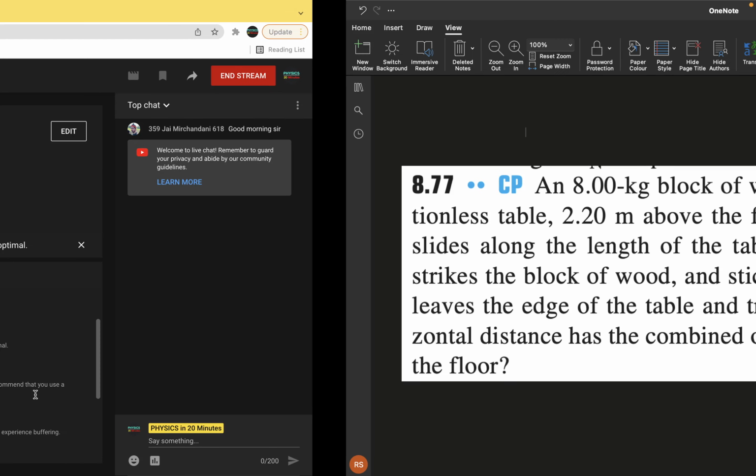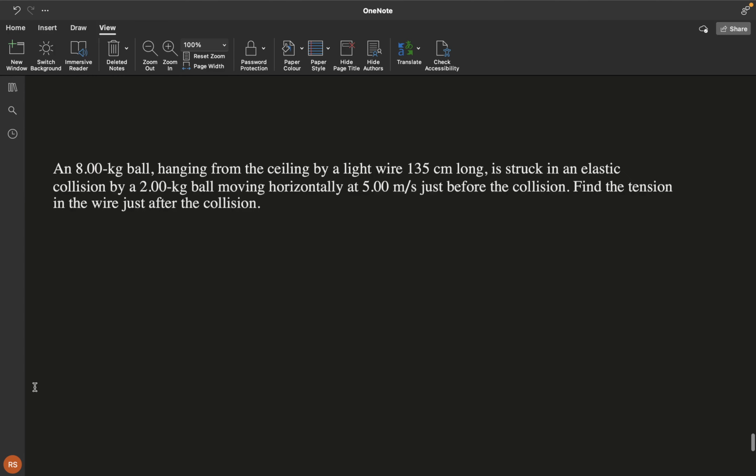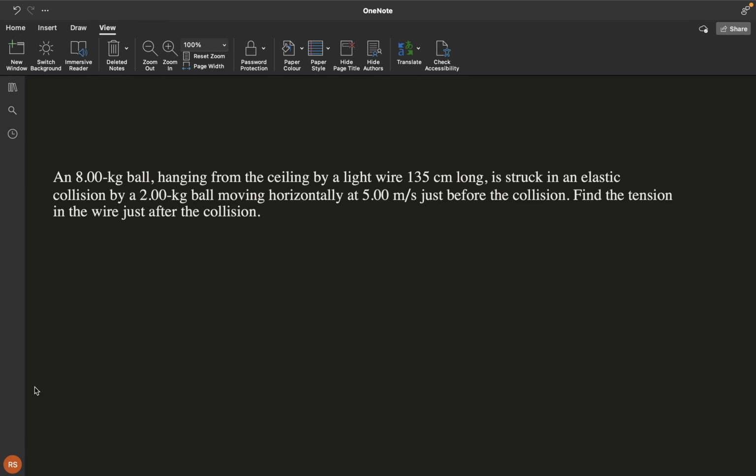Let's look at the next problem. An 8 kg ball hanging from the ceiling by a light wire 135 centimeter long is struck in an elastic collision by a 2 kg ball moving horizontally at 5 meter per second just before the collision. Find the tension in the wire just after the collision. So let's look at the situation.